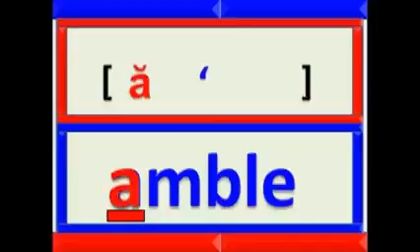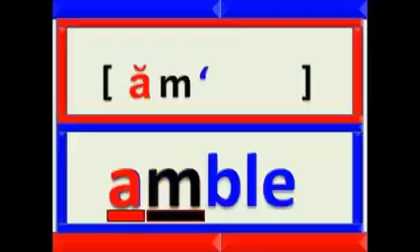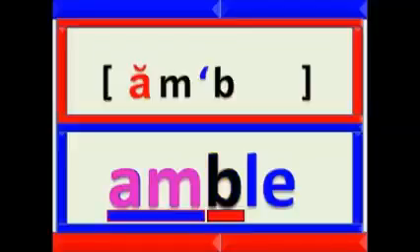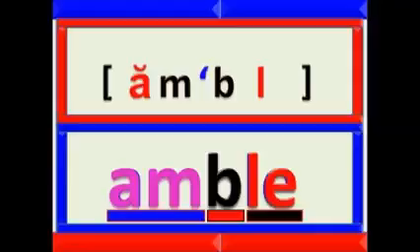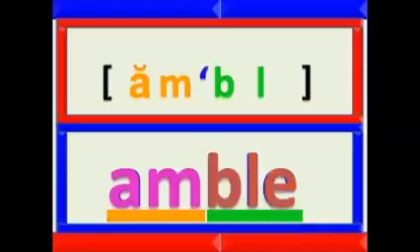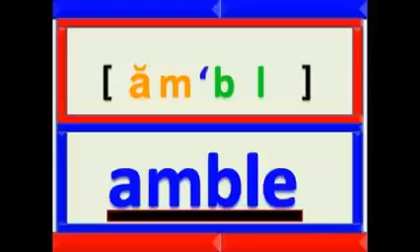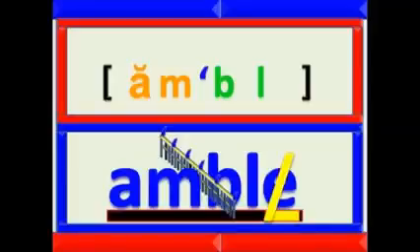Amble. A. M. Am. B. O. Ball. Amble. Silent E. M and the B is where you place the fence. Spell am and then spell ball. Amble.